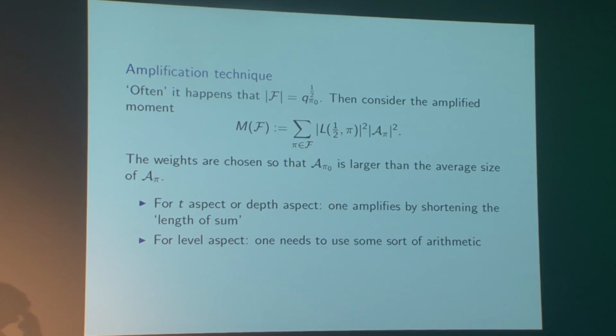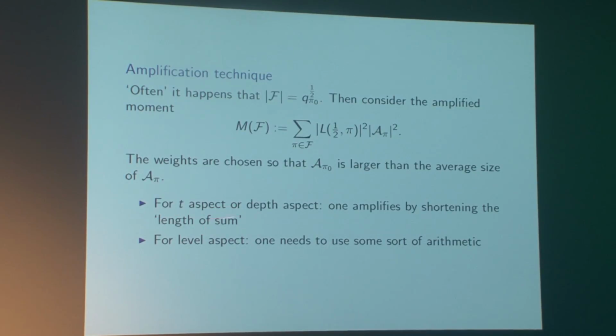And sometimes, in the case of GL2, it very often happens that the family that you end up choosing has exactly the size square root of the conductor of the L-function that you start with. And in this case, you have to use the amplified moment method. So you have to throw in a weight, called the amplifier, which for the particular case π equals π₀ is larger than the average size. And if you can get hold of such an amplifier, then you can get a subconvex bound, even when the size of the family is like the square root of the size of the conductor.